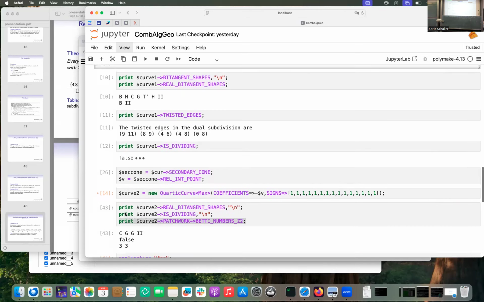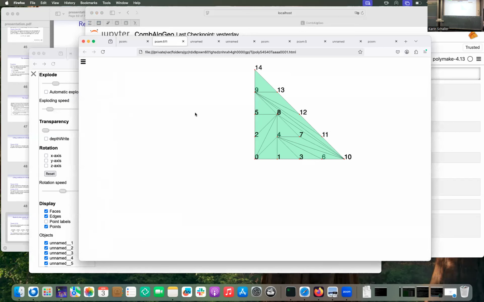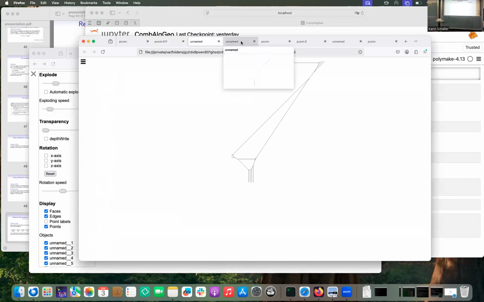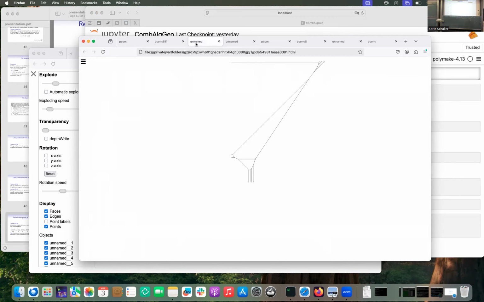And I can also visualize the real part of the tropical curve. There is one tiny oval here and a really big one for the rest. So there are two non-nested ovals. I hope you can see. You can of course also just visualize the tropical curve.